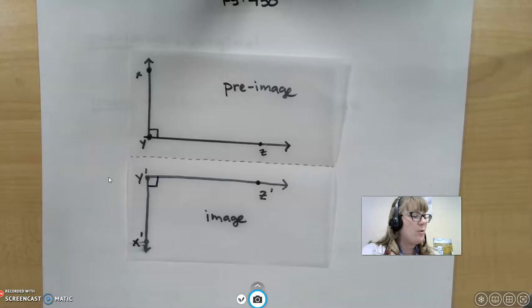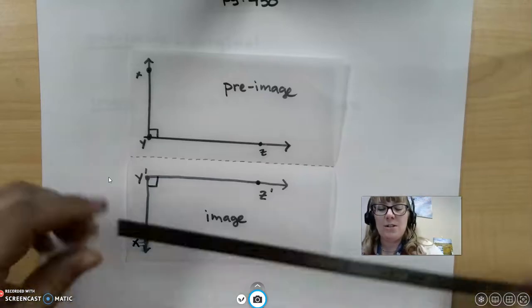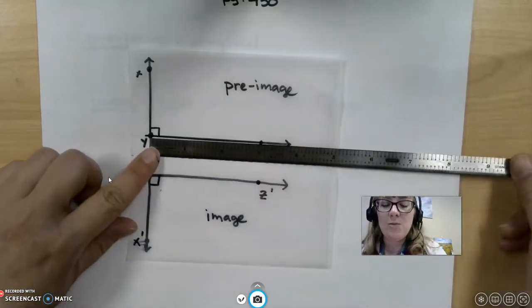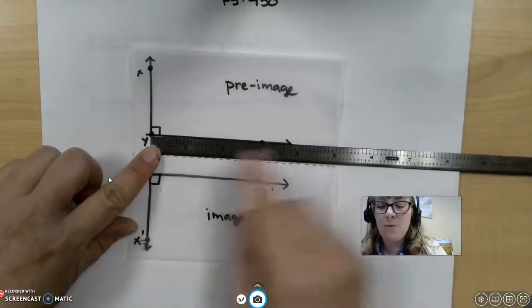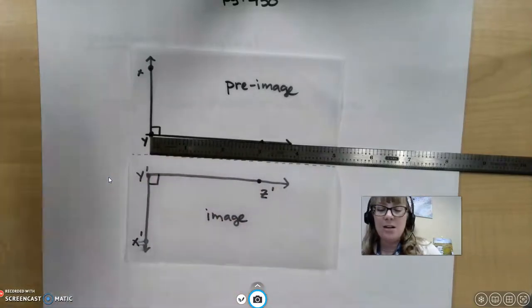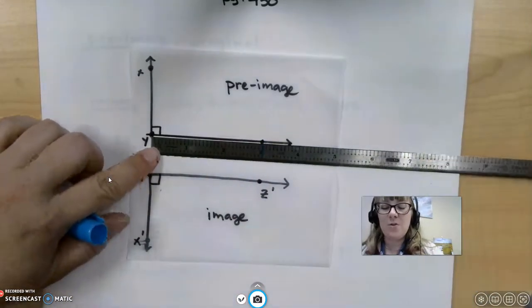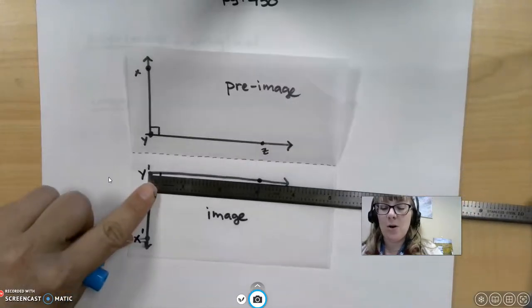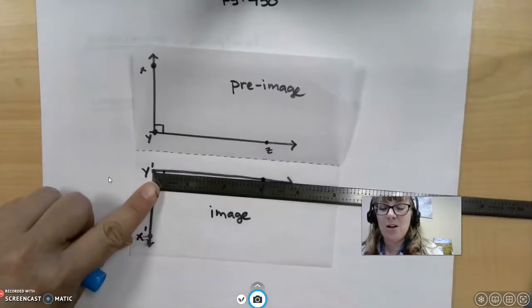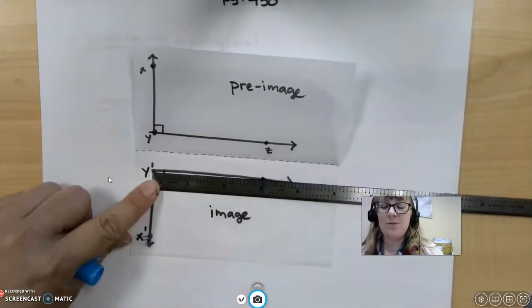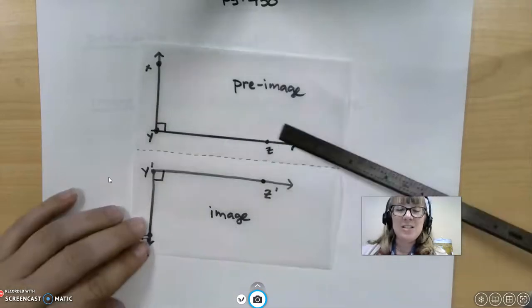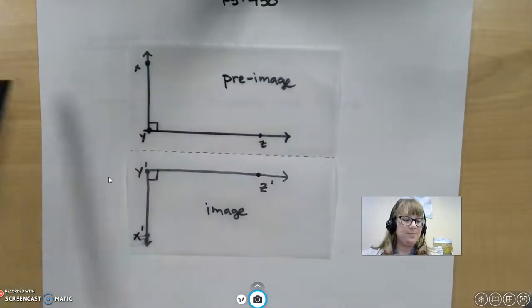The other thing that's cool about these reflections and other rigid transformations is I'm going to measure from Y to Z. From Y to Z, you can see, is 3 centimeters. Let's measure from Y prime to Z prime, and you will see that it is also 3 centimeters. So it preserves the distance between points as well.